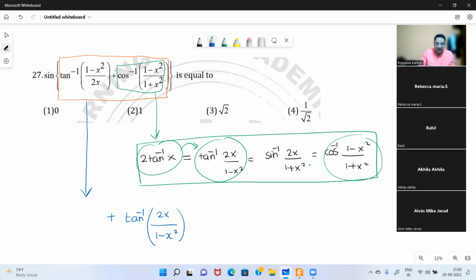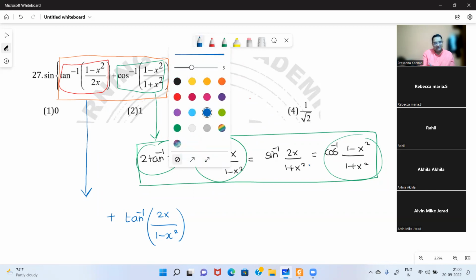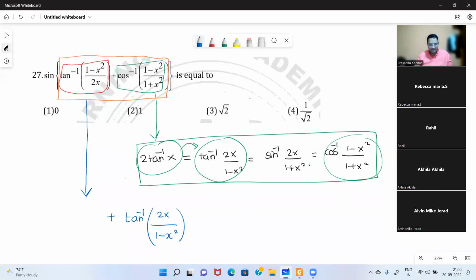Good. And now we'll shift our focus to this one. Tan inverse of 1 minus x square by 2x. If I write it in terms of cot inverse, what will happen? It will become the reciprocal. Tan inverse of x can be written as cot inverse of 1 by x. Correct? Therefore, tan inverse of 1 minus x square by 2x can be written as what? Cot inverse of? 2x by 1 minus x square. Exactly. 2x by 1 minus x square.